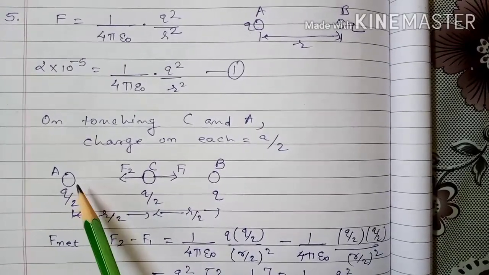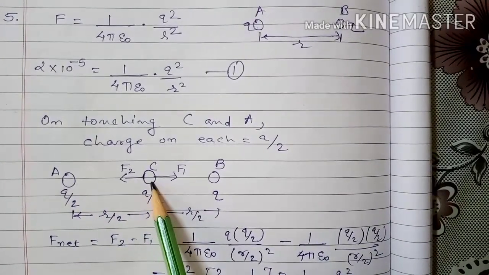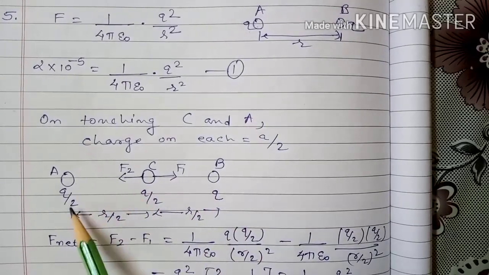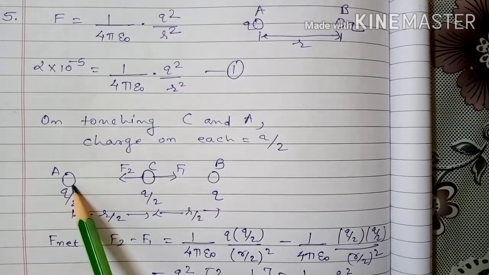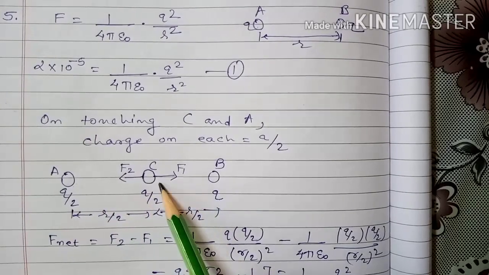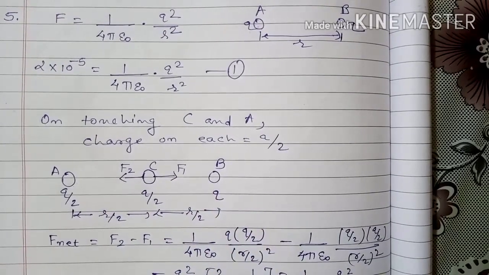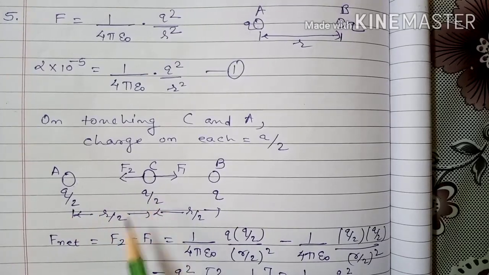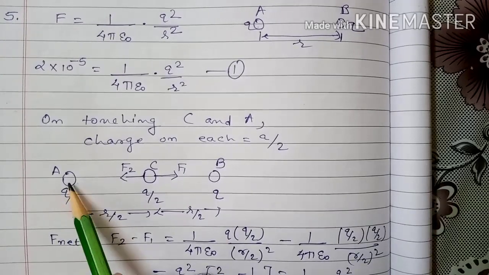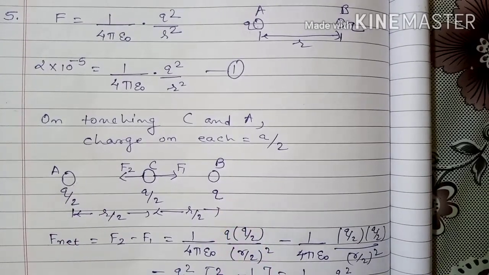Here, when we place this sphere C between A and B, this type of situation arises. On sphere A, charge will be q by 2. On sphere C, charge is q by 2 now. On sphere B, charge is q. The distance between A and C is r by 2, and the distance between C and B is r by 2. Charge on A is Q1, charge on B is Q2.